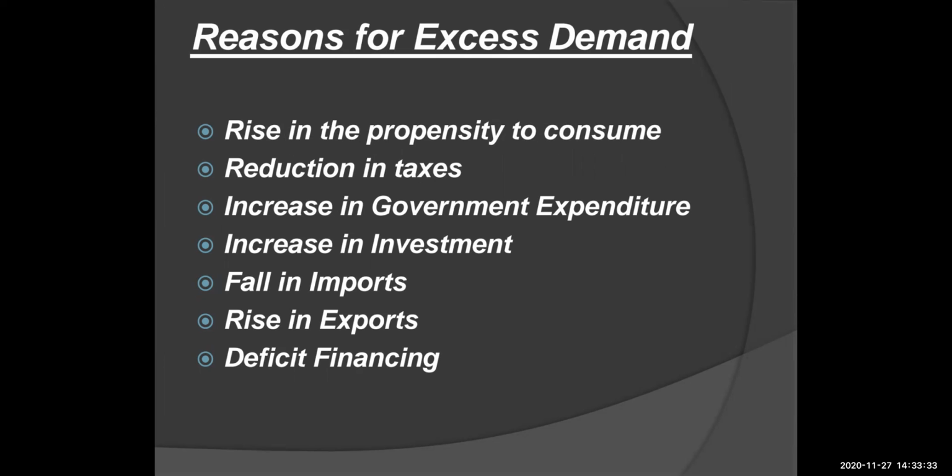First reason for excess demand is rise in propensity to consume, reduction in taxes, and that is the reason why the people's personal disposable income increases, due to which demand also increases. So reduction in tax, increase in government expenditure, that is government spends more for the welfare of the public, increase in investment, fall in import, rise in export, and deficit financing. So these are the reasons for excess demand.